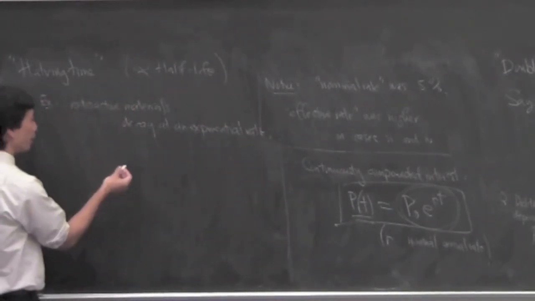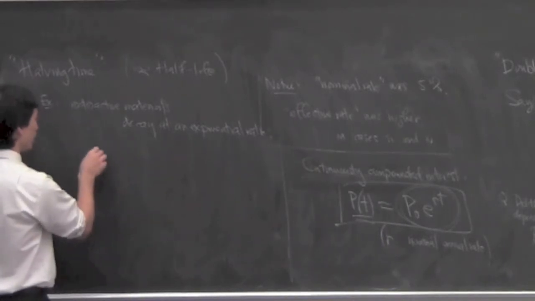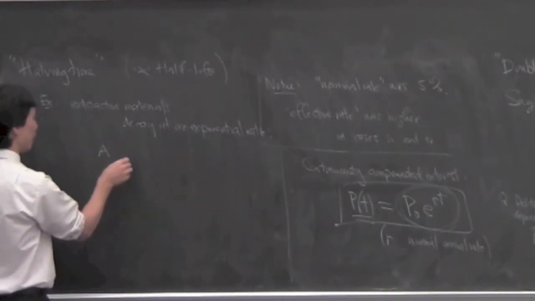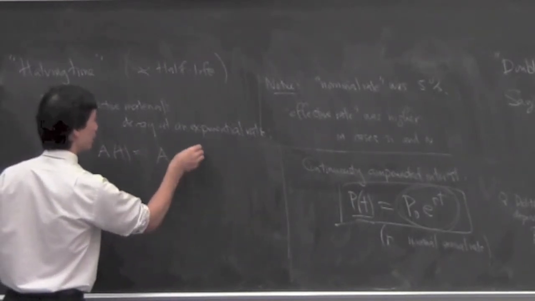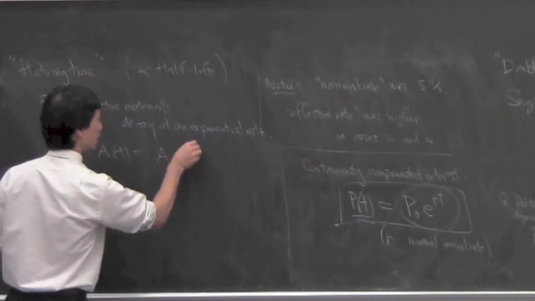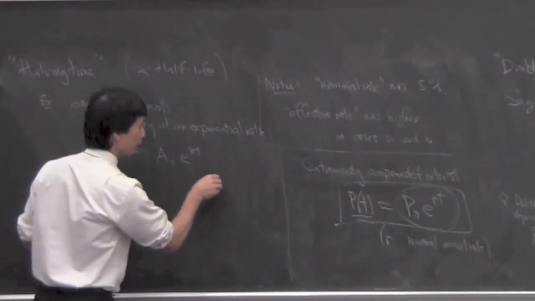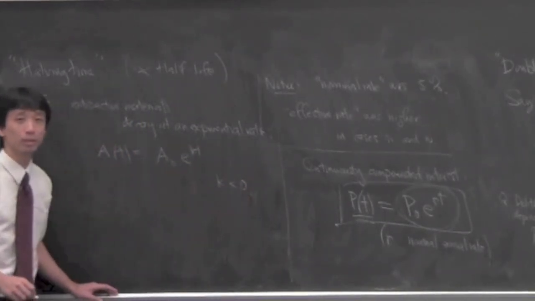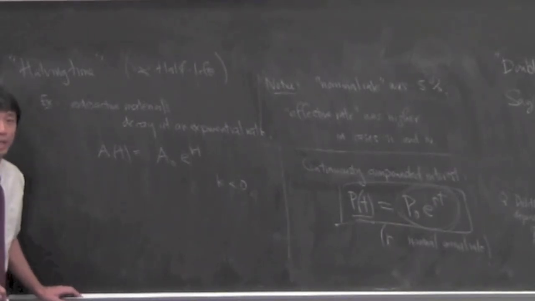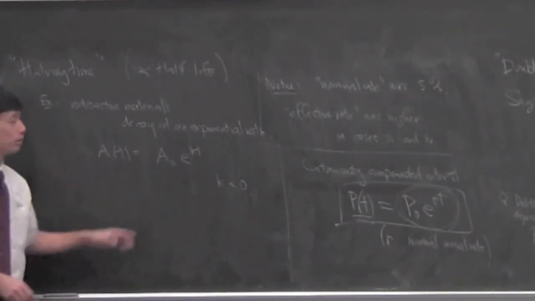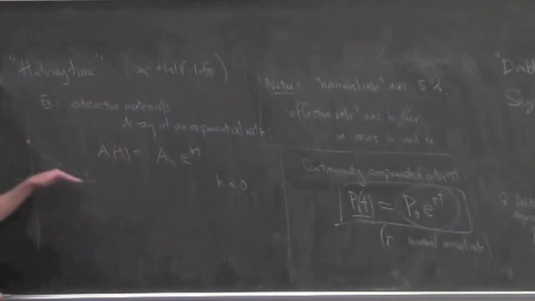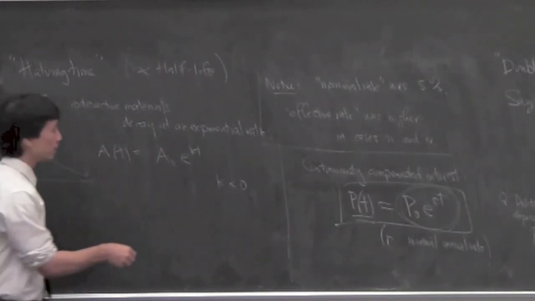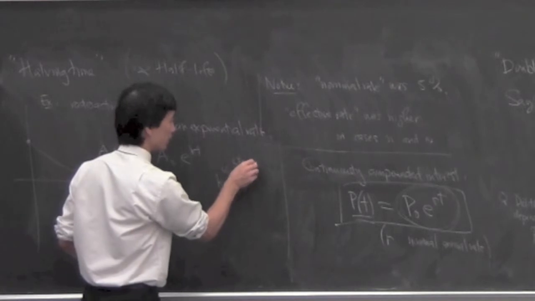Okay, so the amount at time t, let's just say A for amount, is the initial amount times e to the kt. But k here is a negative number. So this is a negative exponential function. It's a decaying function. So this is the decay constant.